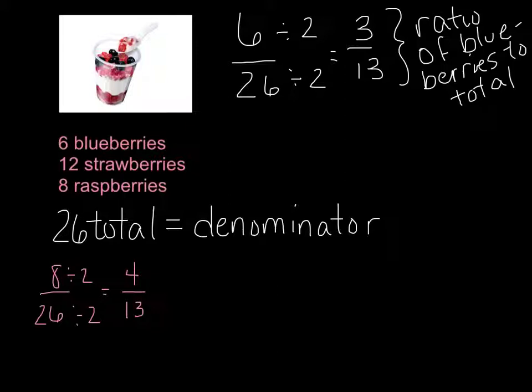So we can say that there are 26 total pieces of fruit, and out of that there are 12 strawberries. And again, GCF is 2, so we're going to divide both the numerator and the denominator by 2. 12 divided by 2 is 6, and 26 divided by 2 is 13. So our ratio of strawberries to the total amount of fruit is 6/13. That means 6 out of every 13 pieces of fruit will be strawberries in this tasty treat.